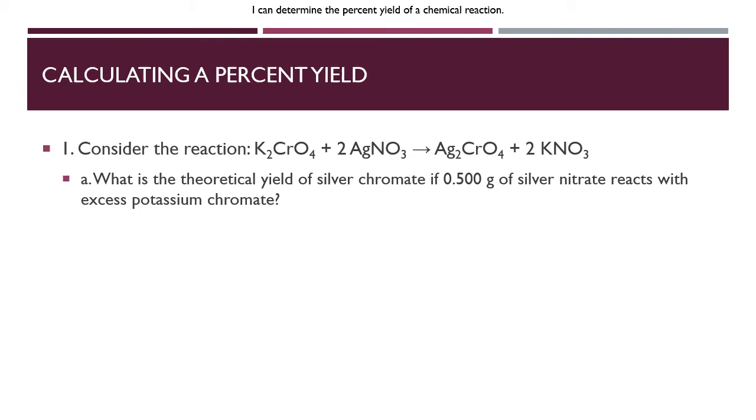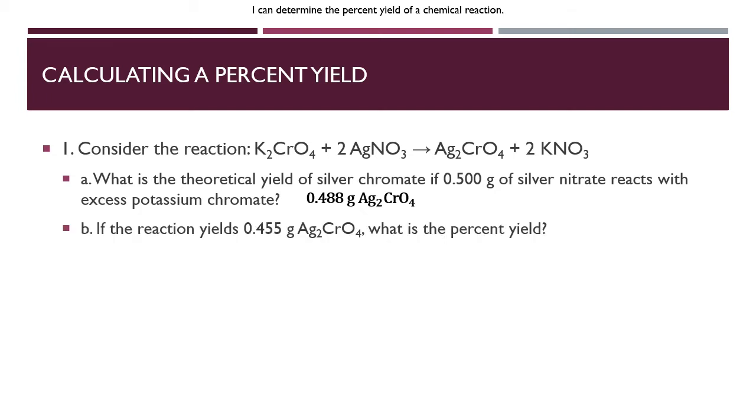So continuing with this same reaction, the same scenario, we already have an answer to this first question. The theoretical yield, if 0.5 grams of silver nitrate reacts, is 0.488 grams of silver chromate. The second part of the question now is finding the percent yield. So if the reaction yields 0.455 grams of silver chromate, what is the percent yield?